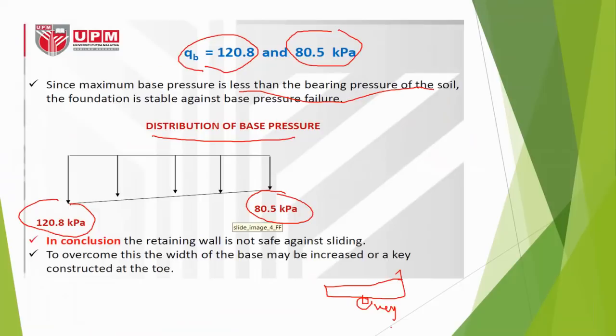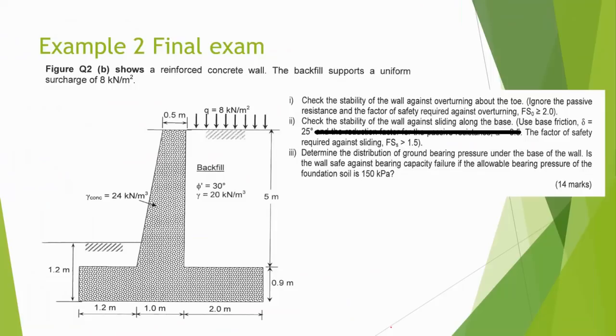Okay. Next example I will show you. This is the reinforced concrete wall. Of course, it has a surcharge. But in this case, it only has what? There is no water, right? If there is water, there is this symbol. Now there is no such symbol. It is dry soil. So this is dry. Dry soil. Okay. The question is the same.